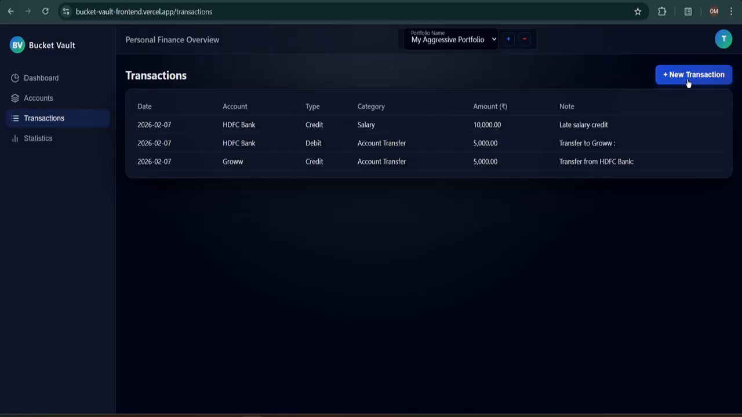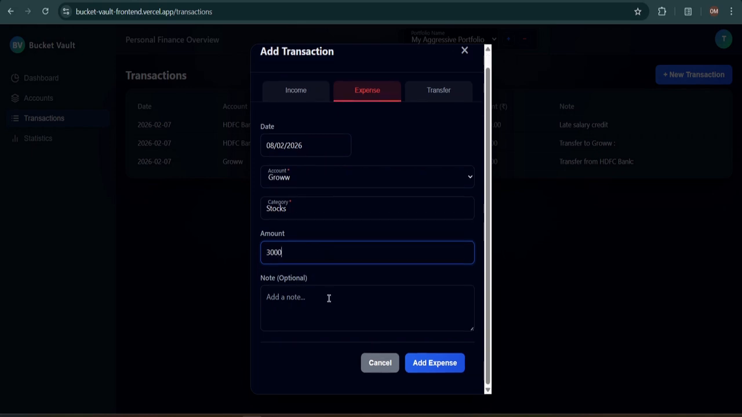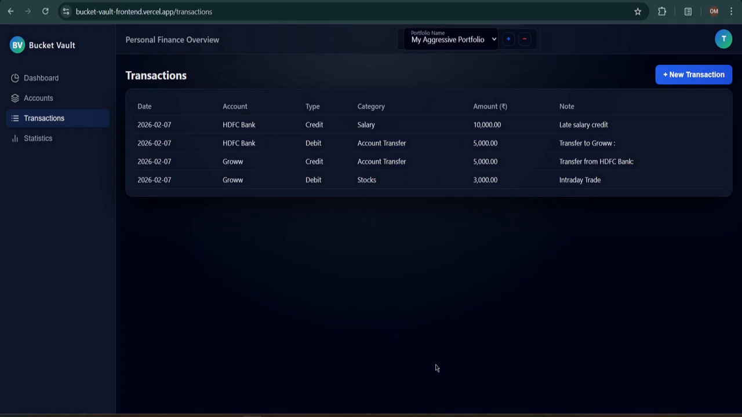So now let's start investing. It would be an expense. It would come from the Groww account. The category would be stocks. I would be buying stocks worth 3,000 and the note I can put is intraday trade. And I have added an expense here.